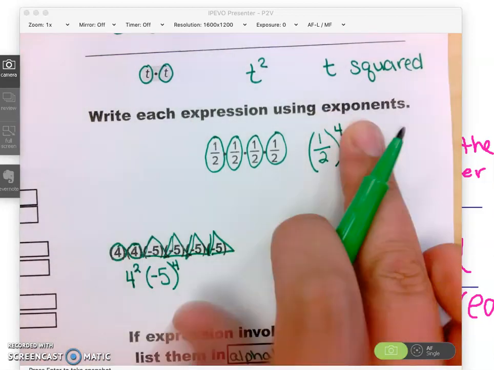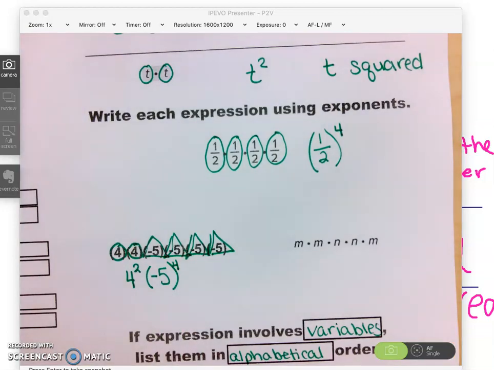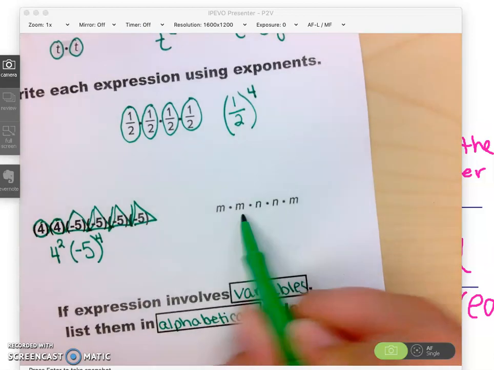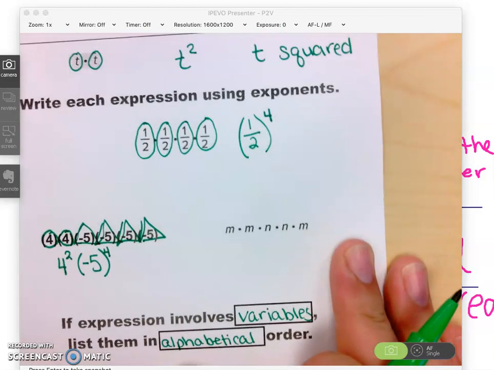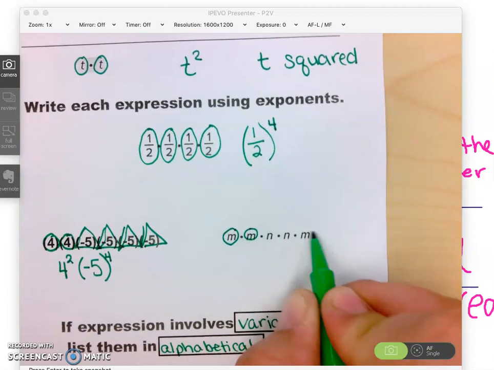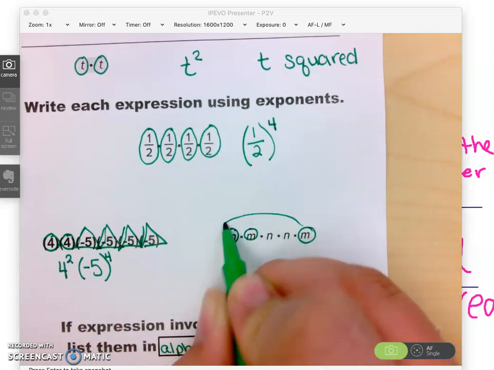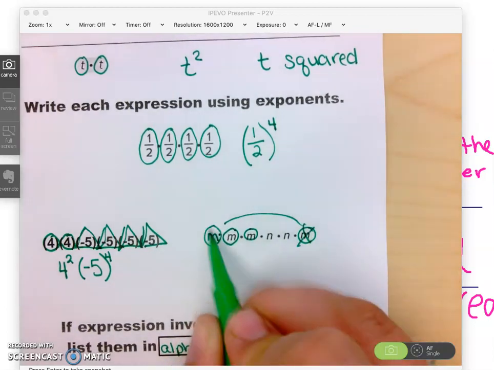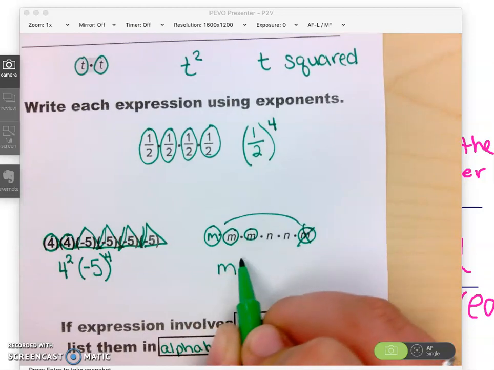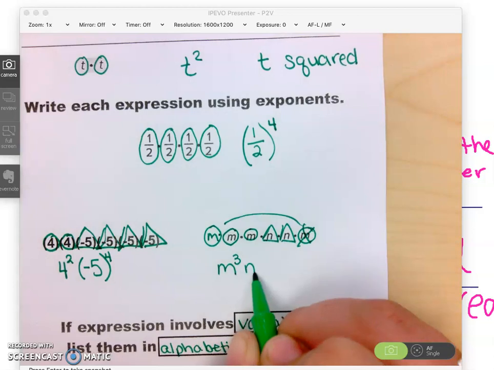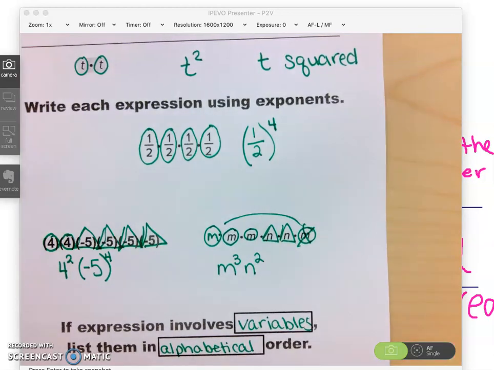Okay, writing them using exponents. I'm just kind of simplifying it down. Okay, here, now they're separated a little bit, but because it's multiplication, order does not matter. So I can almost chunk these together if I wanted to bring this one over here, if it's easier. And then I see I have 3 m's, so it's m to the 3rd power, n to the 2nd power. So I would rewrite it this way.